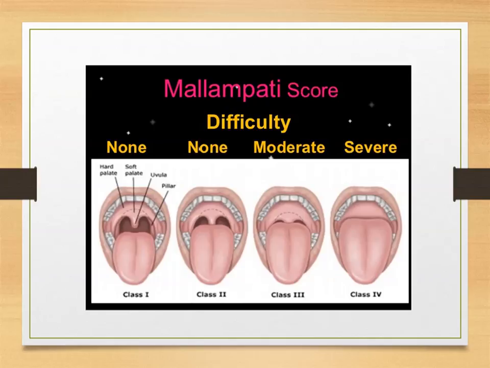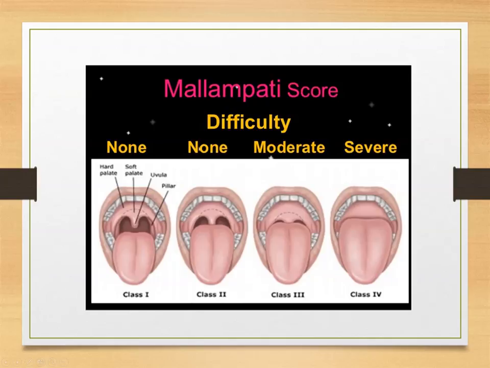Class 3 is just being able to see that palate, and then class 4, you're only able to see the hard palate. So you can kind of see the progression in class 1, class 2, class 3, class 4, and how it goes from no difficulty to extreme difficulty.